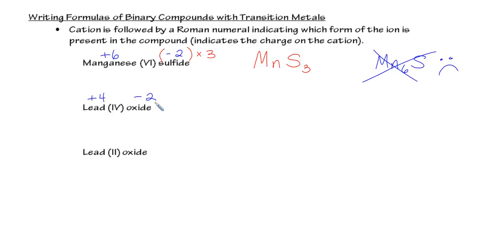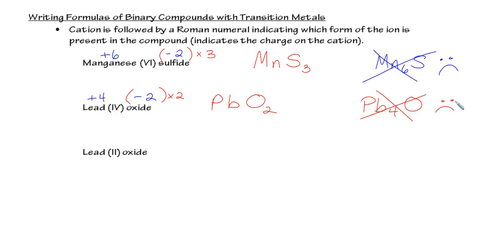Oh, piece of cake. To make this neutral, I need 2 oxygen. Lead oxide. I need 2 of them. It's not as it's read. Lead 4 oxide. No, sad face. No, the 4 is the charge on the lead ion, and then I balance it with the oxygen.